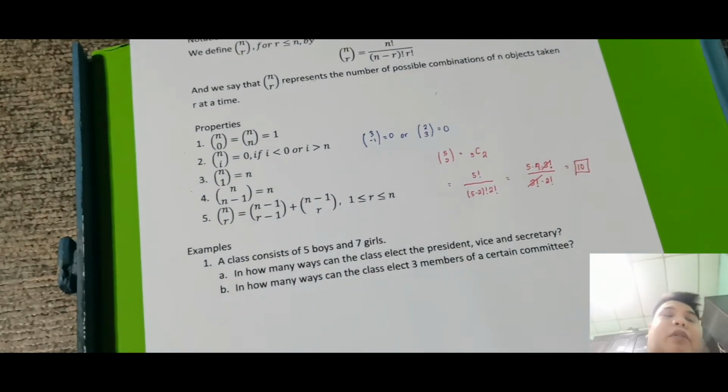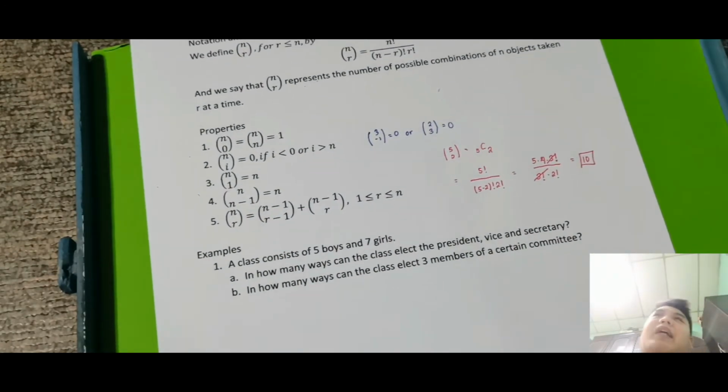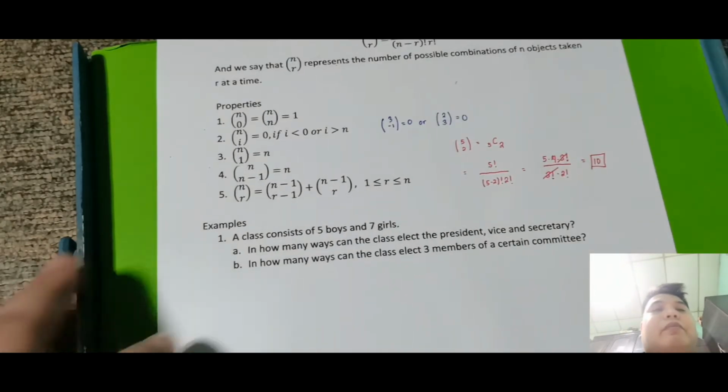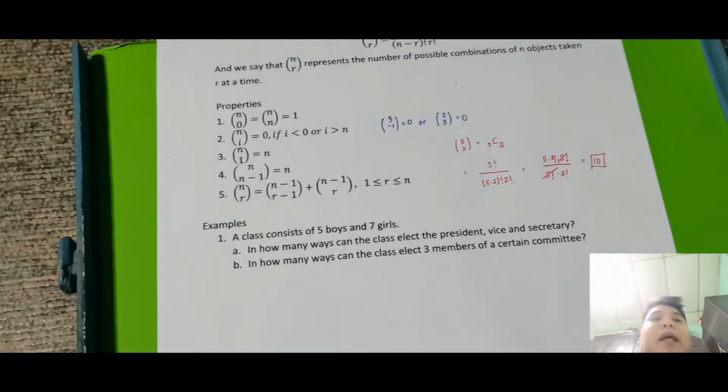Okay, so let's have example para dito maintindihan nyo ano ba pinagkaiba ni permutation sa ni combination. Okay, so example. A class consists of 5 boys and 7 girls. So again, meron daw 5 boys and 7 girls sa isang class, ang konti. Okay, so letter A, in how many ways can the class elect the president, vice, and secretary? Letter B, in how many ways can the class elect 3 members of the certain committee? Okay, so ito na yung consider nyo.